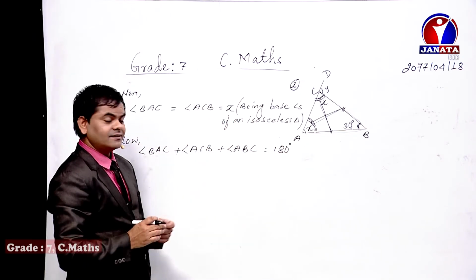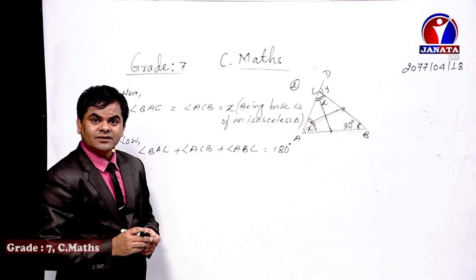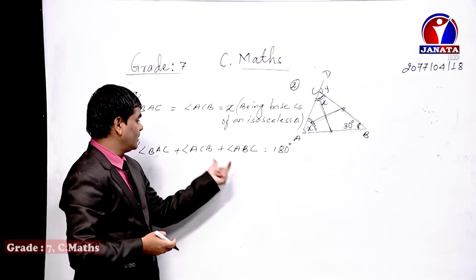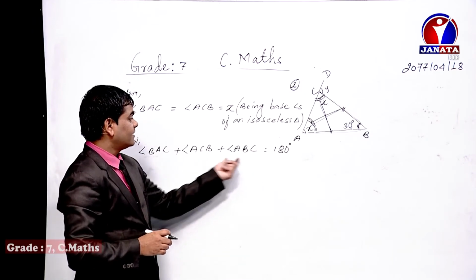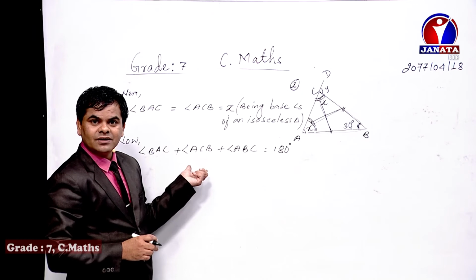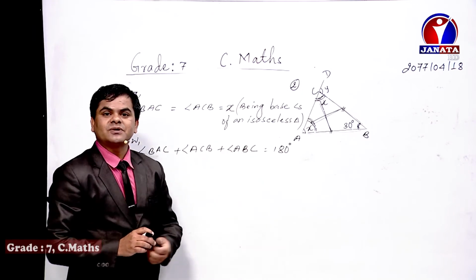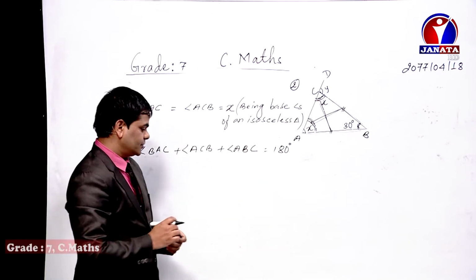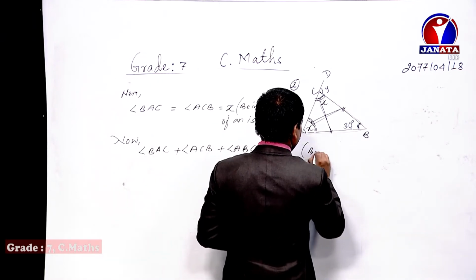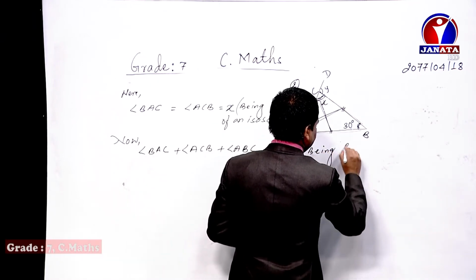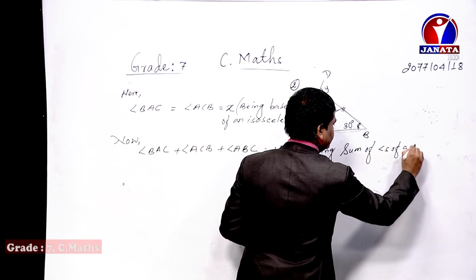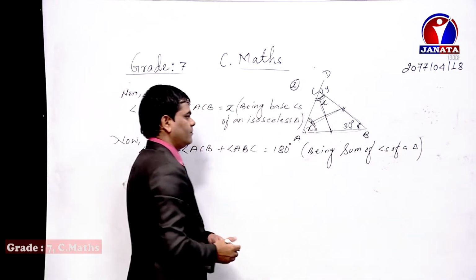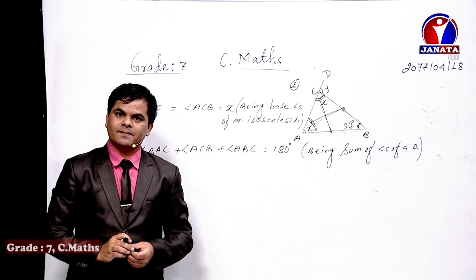Now can you write the reason? The reason of this statement will be the same as the previous one. These are the angles of a triangle, so the sum of angles of a triangle is 180 degrees. So you can mention here: being sum of angles of a triangle.